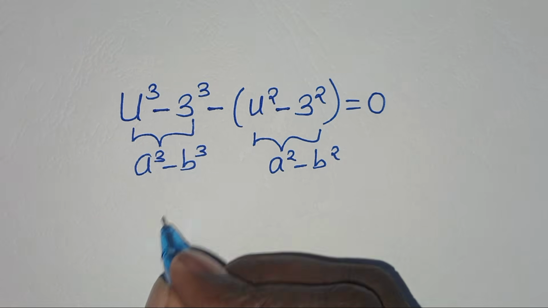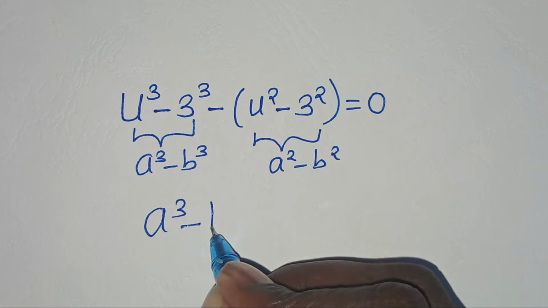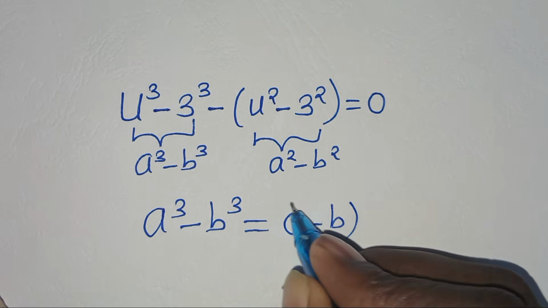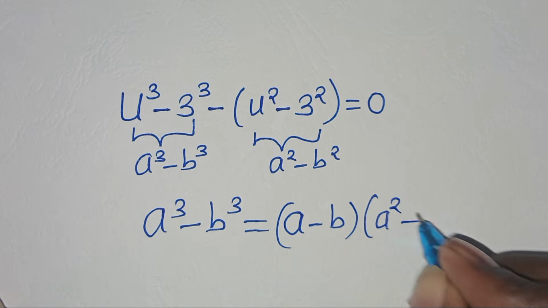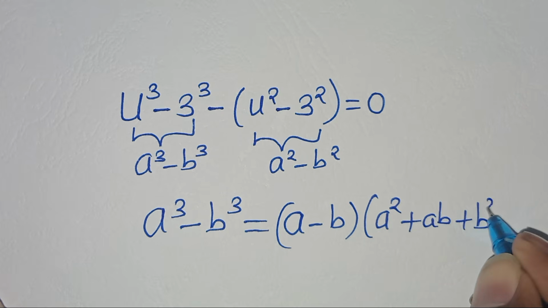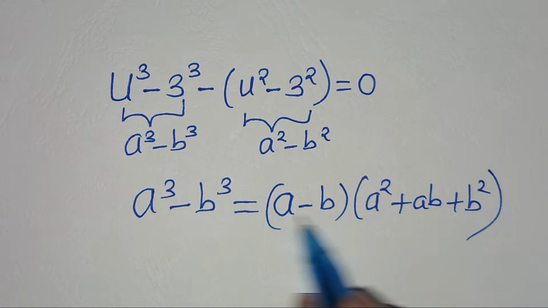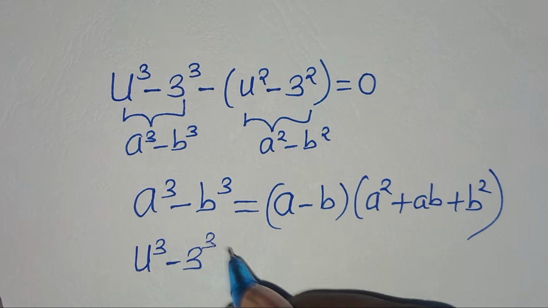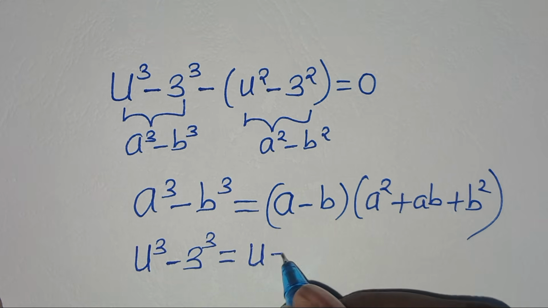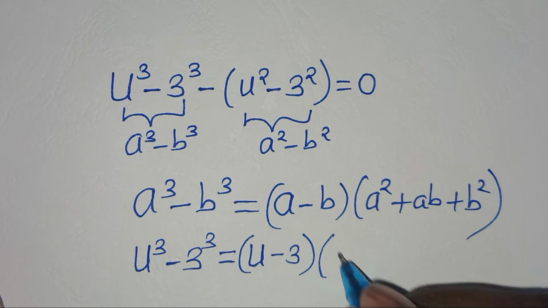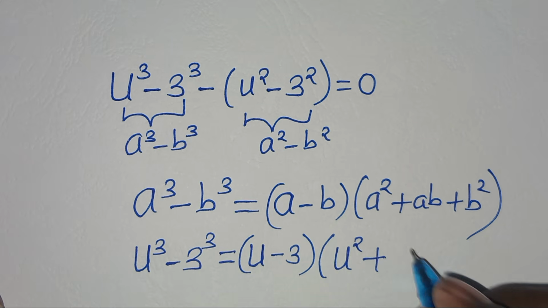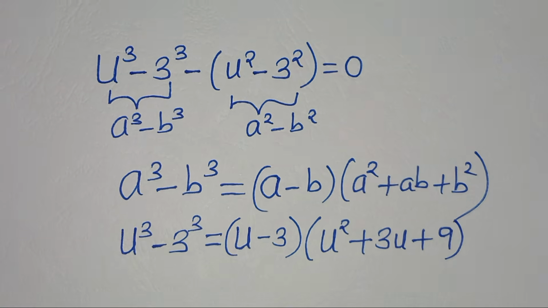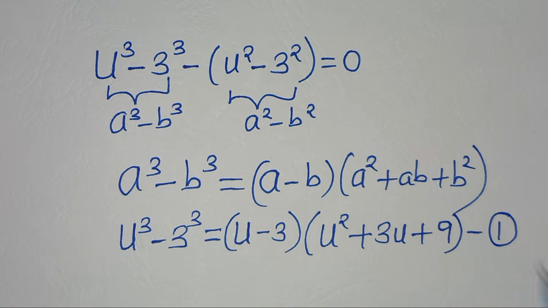Now this is the difference of two cubes expressed as a to the power of 3 minus b to the power of 3, which we can express as a minus b, a to the power of 2 plus ab, then plus b to the power of 2. Applying this identity, then we have u to the power of 3 minus 3 to the power of 3, which is equal to u minus 3, this is u to the power of 2, then plus 3u, then plus 3 squared, which is 9. Let's call this the first part.